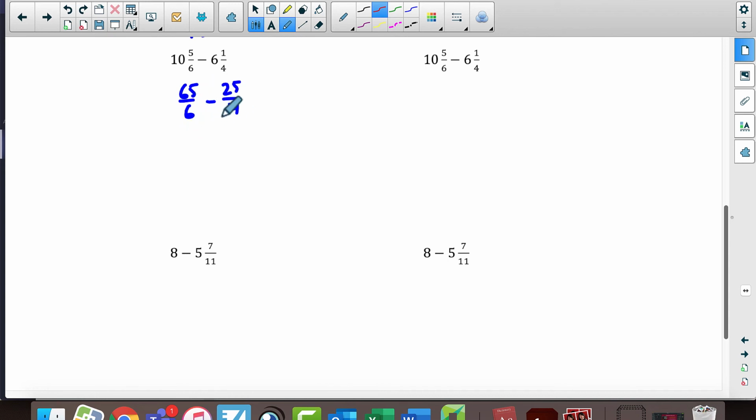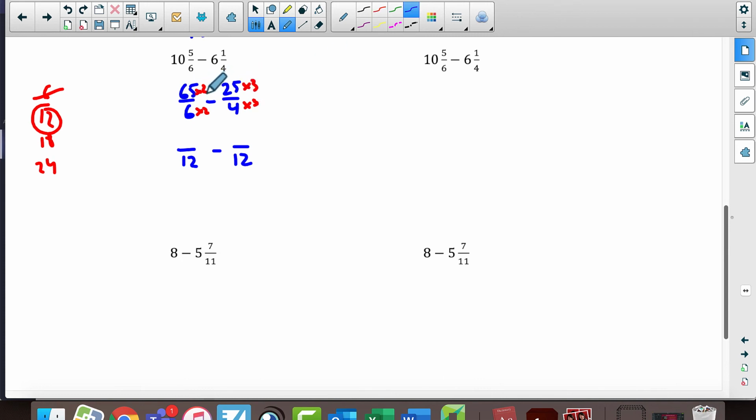So we got to get common denominators. Count by 6s. 6, 12, 18, 24. Does 4 go into 6? No, it doesn't. Does 4 go into 12? Yes, it does. So that's our common denominator. We need something over 12 minus something over 12. What do you multiply 6 by? 2. And what do you multiply 4 by? 3. We got lucky. It's actually not that bad.